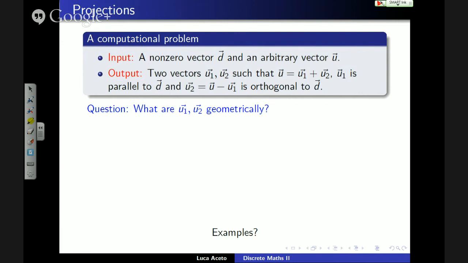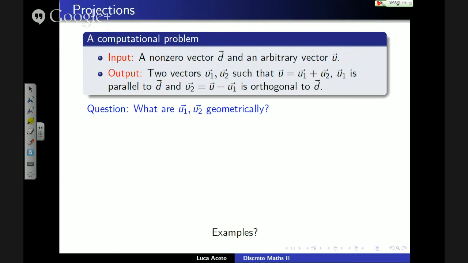So let's phrase this as a computational problem. You're given as input a non-zero vector d, which you can think of as the direction vector for a line. And you're given an arbitrary vector u. It is often useful to be able to express the vector u as a sum of two vectors, u1 and u2, where u1 is a vector that is parallel to the direction vector. So you can think of it as the contribution of u along the direction of the vector d, and a second part which is orthogonal, that is to say, perpendicular to the direction vector.